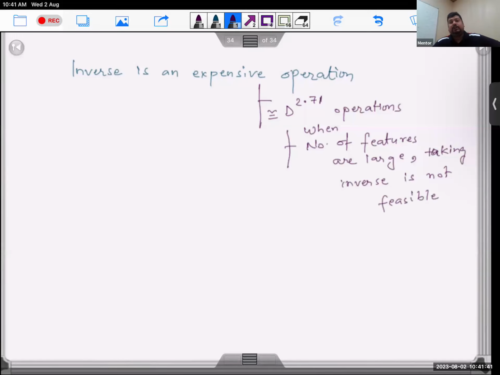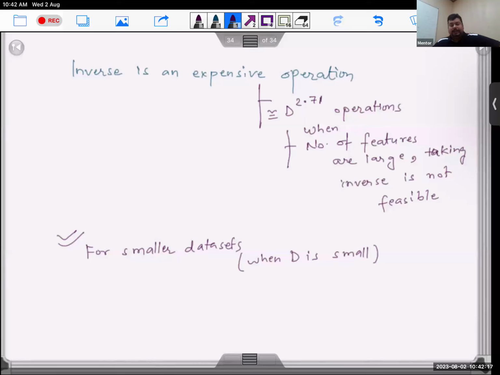So I'm going to show you one more way of solving it. You can solve it for smaller data sets. For smaller data sets, even if the number of samples is large, this is okay. When D is small, even when N is large, you can do it. However, when D is large, you cannot. So this is okay for smaller data sets, not okay for bigger data sets when D is large.